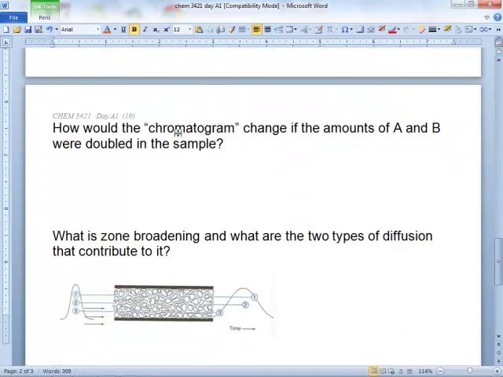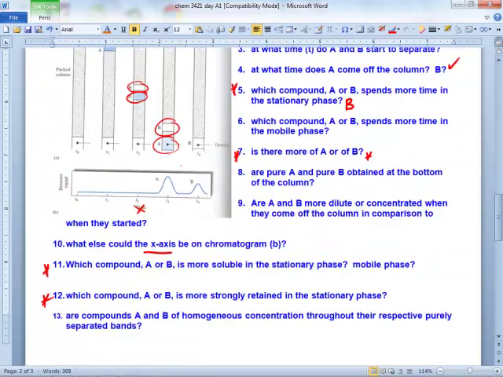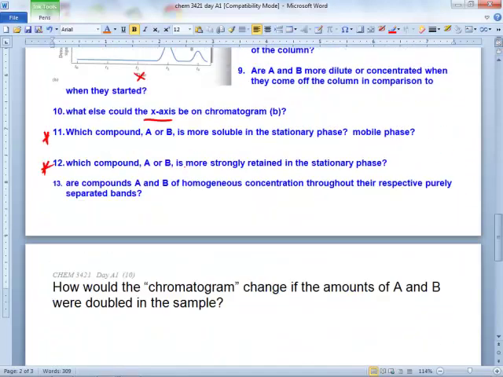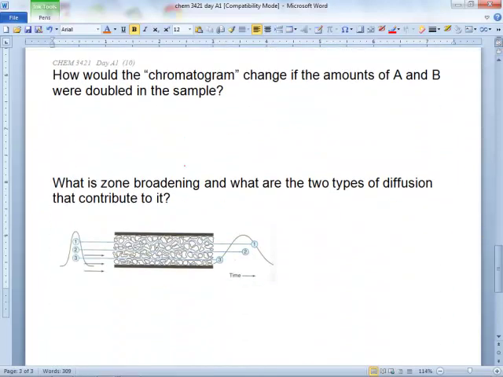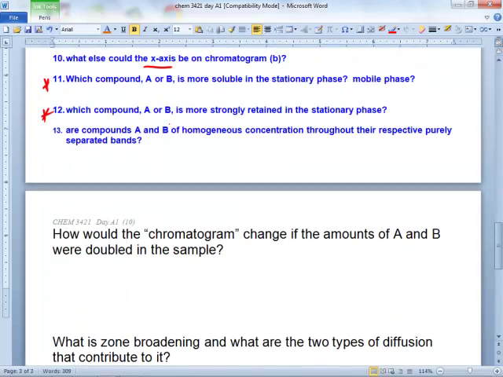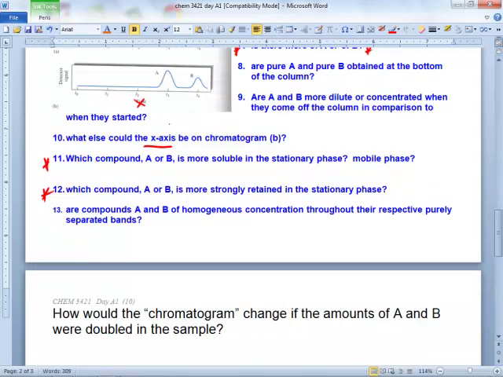Okay. So any questions on that? Did we get them all? How would the chromatogram change? So the chromatogram, let's see it. Here's the chromatogram. How would the chromatogram change if the amounts of A and B were doubled, Cat? Somehow we made the initial concentration of our sample twice as high. What would happen to the chromatogram?